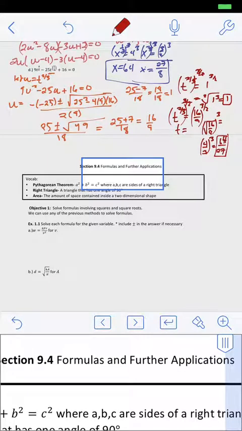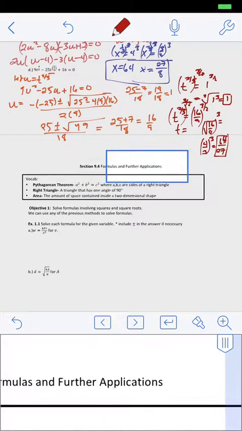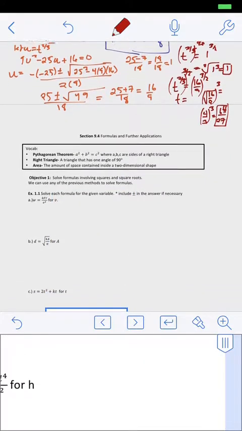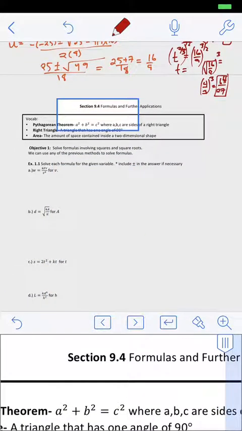Alrighty, 9.4, formulas and further applications. This will be the last section of this chapter. We're going to talk about formulas, which we've talked about a few times before this year, but now we're going to throw in the square root property. That's pretty much all it is.